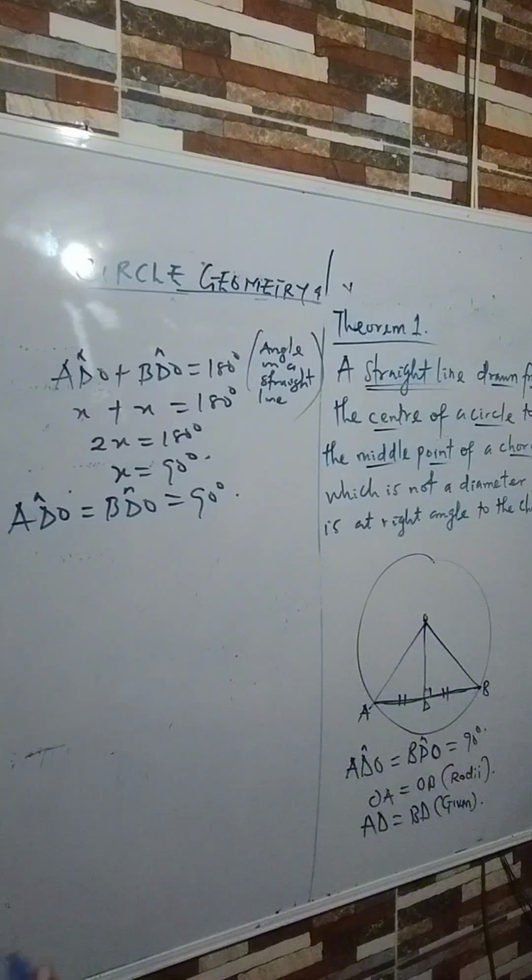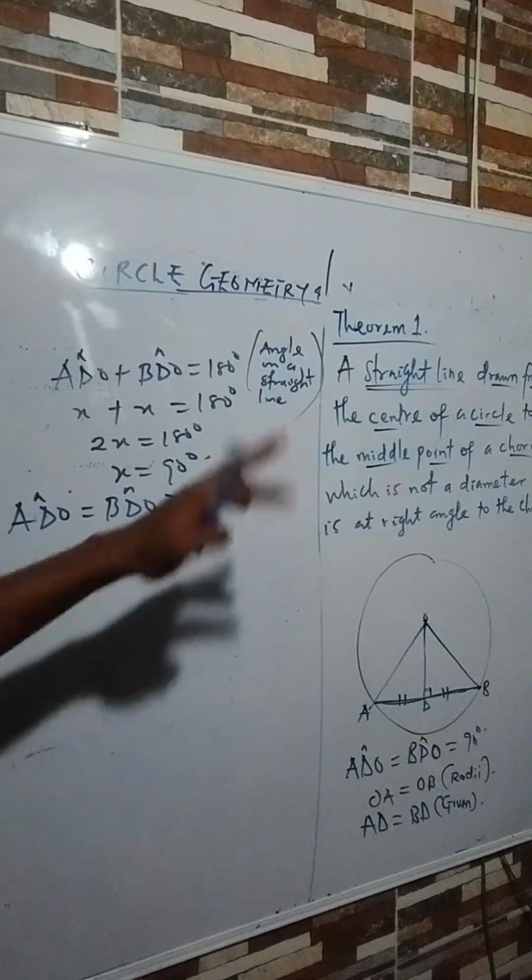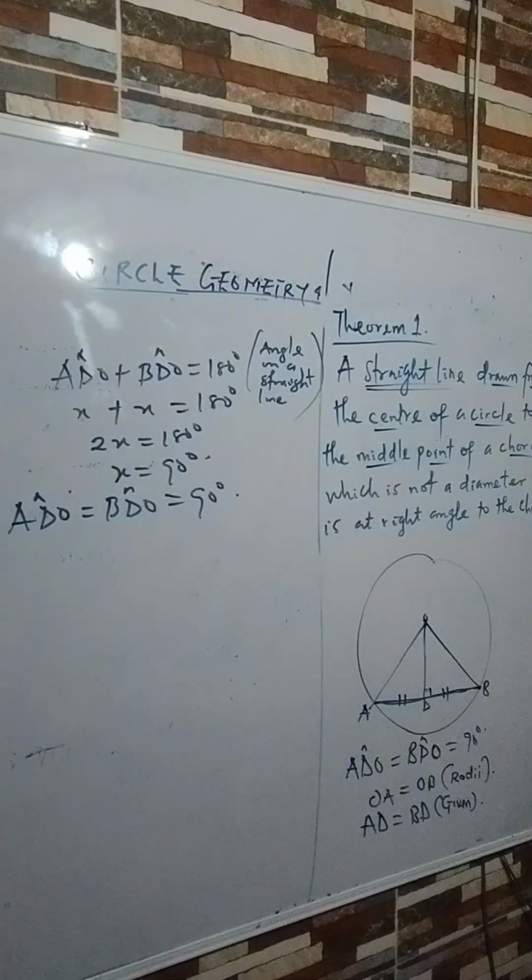So the statement that a straight line drawn from the center of a circle to the middle point of a chord, which is not a diameter, is at right angle, is a statement of fact and has already been proved. We have just shown it on the board. So the perpendicular bisector of any chord passes through the center of the circle. That will lead us to our theorem 2. Our theorem 2 will explain that very well. Let's look at our theorem 2 as the case may be.